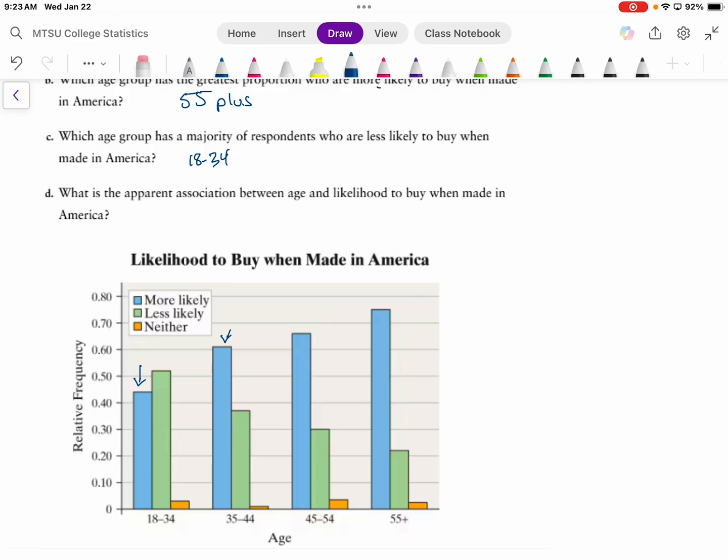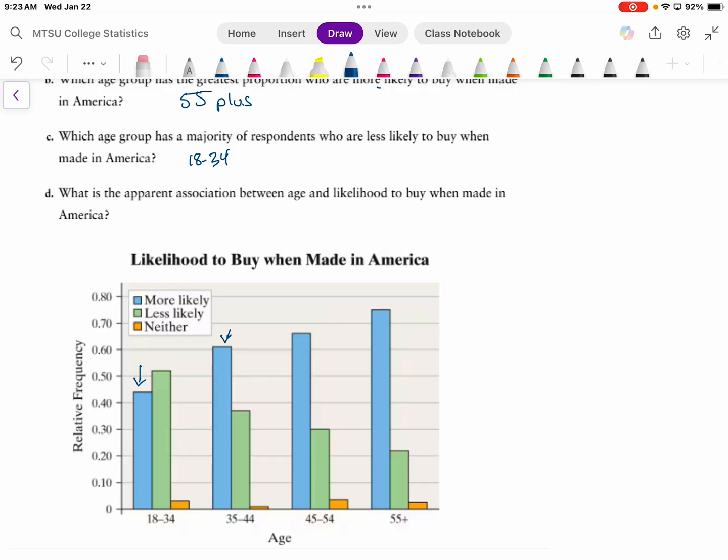What is the apparent association between age and likelihood to buy? This is where we get to make a comment. As age increases, there is a greater frequency of being more likely to buy American-made products. That's one thing we can say. We could say 18 to 34-year-olds have a greater proportion of being less likely to buy American-made.